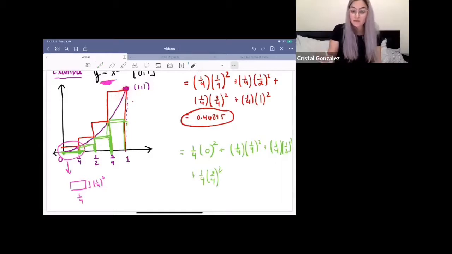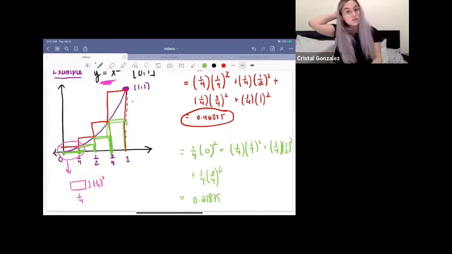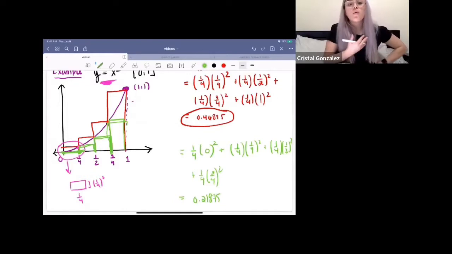And so when we approximate this, we get roughly about 0.21875. And it's okay if you don't really know what's going on here. I'm just introducing what we're going to be doing in this section. It'll become more clear once I establish these formulas.